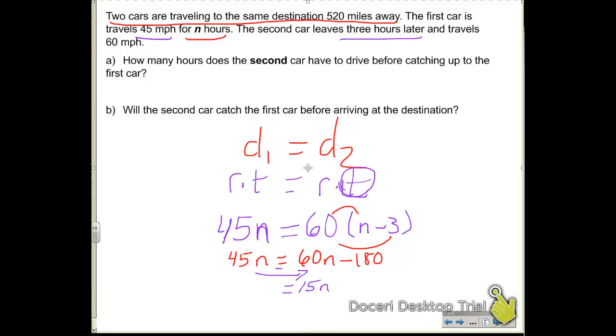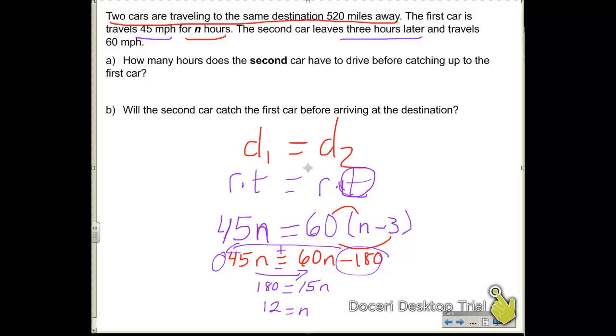15n. And since there's going to end up being a 0 on this side, when I bring the 180 over to this side, I'm going to bring it over with a plus sign, so I will have a 0 plus 180, or 180 on this side. All I got to do now is divide both sides by 15. Make sure you use a calculator here. And we end up getting 12 hours.